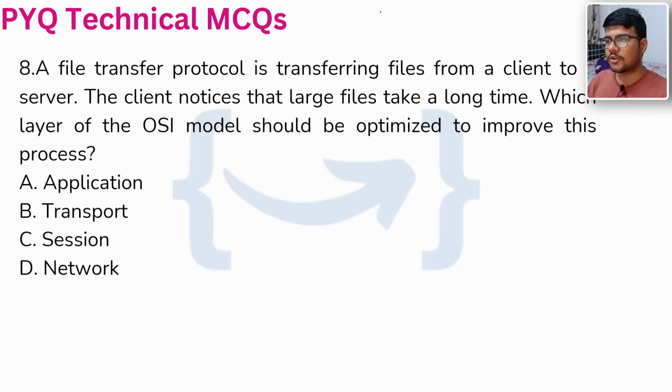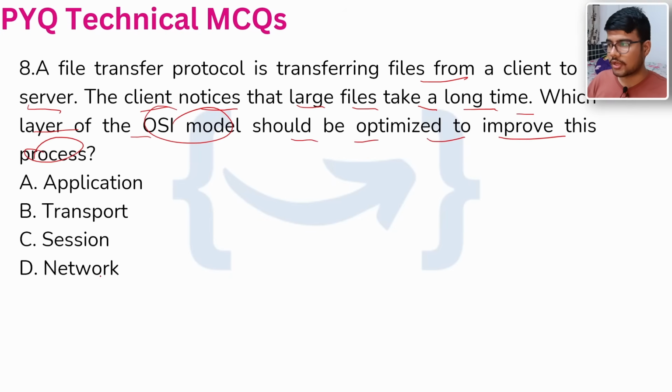A file transfer protocol is transferring files from a client to a server. The client notices that the large file takes a long time. Which layer of the OSI model should be optimized to improve this process? Application, transport, session, network. So a file transfer protocol is transferring files from a client to the server. The client notices that the large file takes a long time. Which layer of the OSI model?